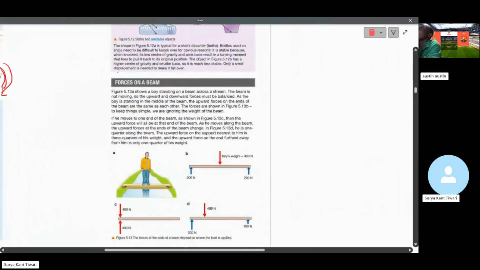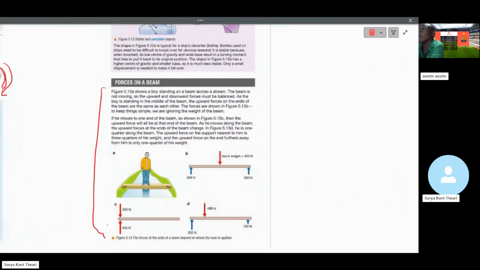And now forces on a beam. What is a beam? Can you read this? Figure 5.13a shows a boy standing on a beam across a stream. The beam is not moving, so the upward and downward forces must be balanced. As the boy is standing in the middle of the beam, the upward forces on the ends of the beam are the same as each other.